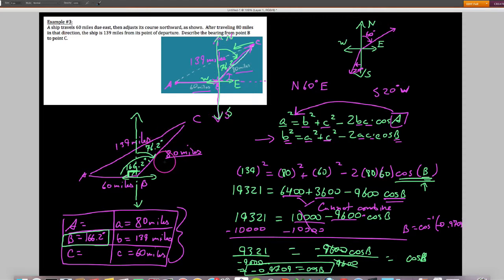76.2 degrees. So what we're going to say is the bearing of this ship. All we had to do was find the angles, but we say the bearing of the ship is north 76.2 degrees towards the east is where we were going. Notice that we had to find this angle first.